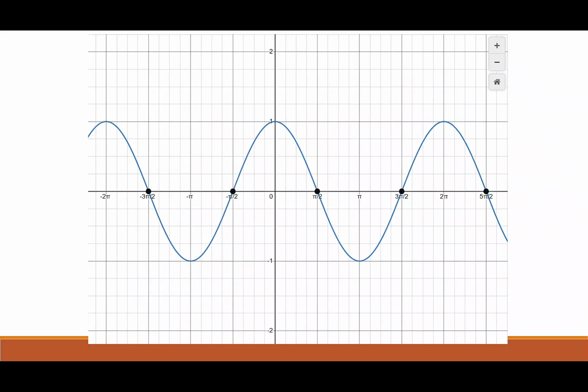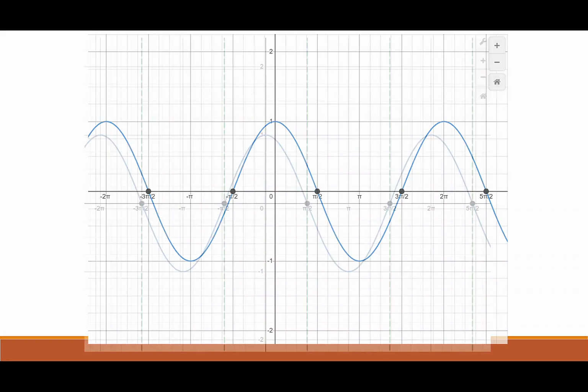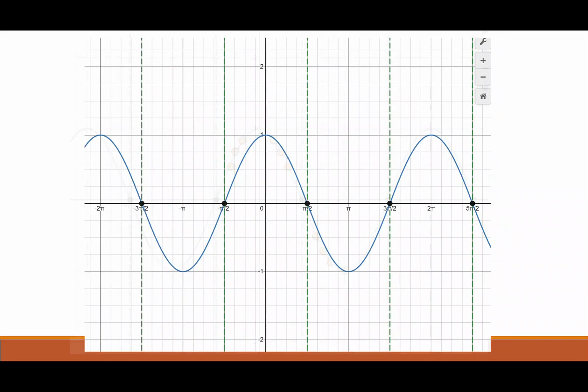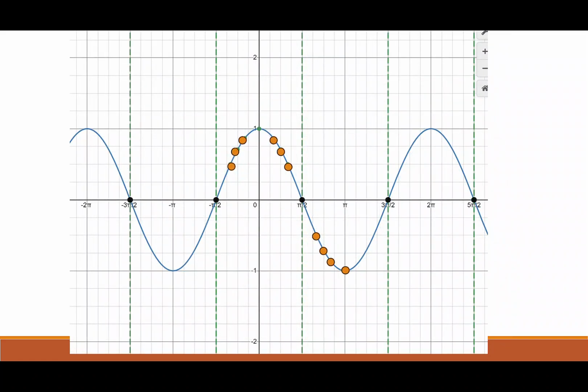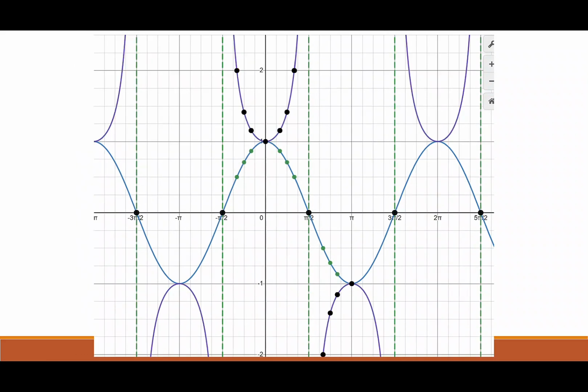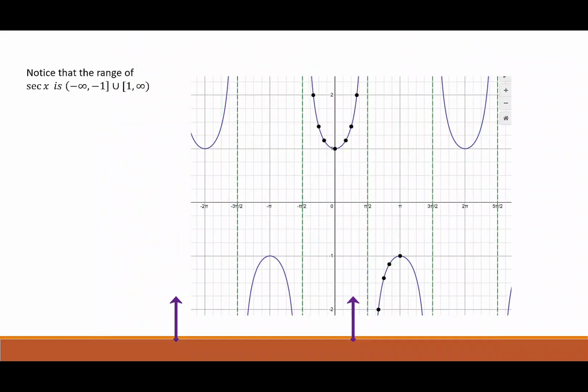I'm going to start by looking at the x-intercepts of cosine of x, and wherever the x-intercepts occur, I'm going to put vertical asymptotes. Again, I'll add points to my graph, and to find the y values of secant of x, I'm going to do 1 over the y values of cosine of x. Again, I have curves that fit between my asymptotes. Just like cosecant, I see curves that go up have a minimum value of 1, and curves that face down have a maximum value of negative 1. This says that the range of secant of x is negative infinity to negative 1, union 1 to infinity.